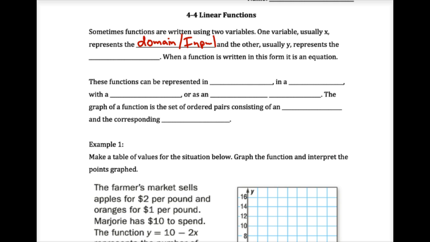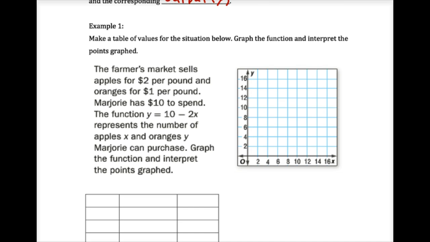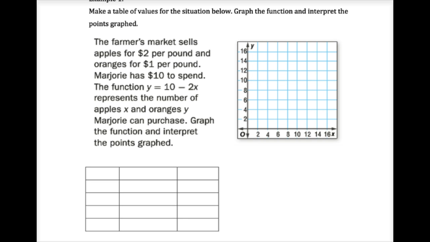All right. What you guys are going to do is make a table of values for the situation below. Now, because we love you guys so much, I'm going to give you guys blank ones of these, the table and the graph, for you guys to do this, okay? So, it makes your life a little easier. All right, here we go.